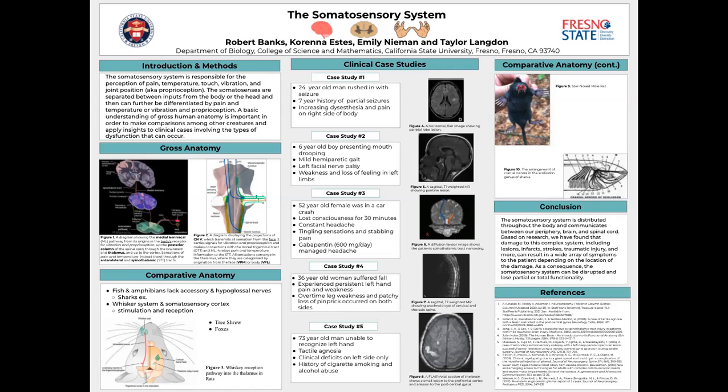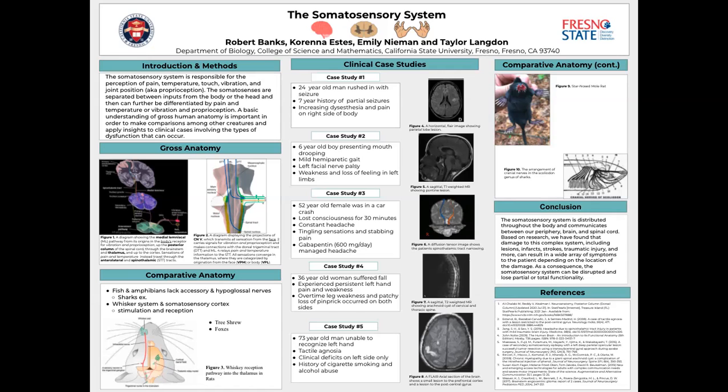For case study number 2, we have a 6-year-old boy presenting with mouth drooping and a mild hemiparetic gait. He also has left facial nerve palsy and weakness and loss of feeling in his left limbs. And so immediately the left facial nerve palsy points to cranial nerve 7. So we could ask ourselves what usually causes that type of symptom, and that would indicate that. And where is the lesion?